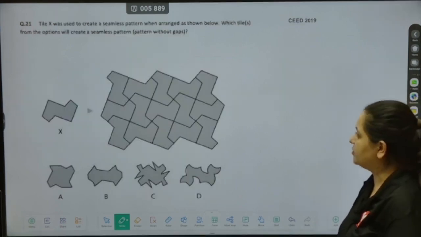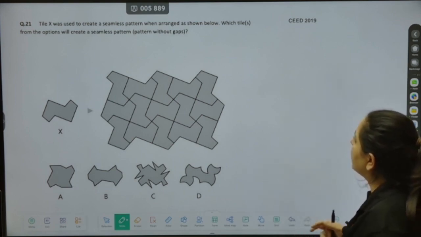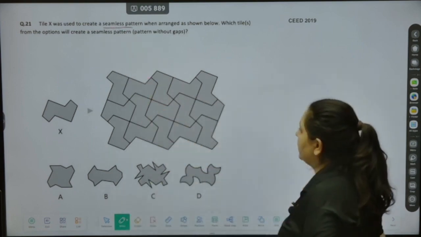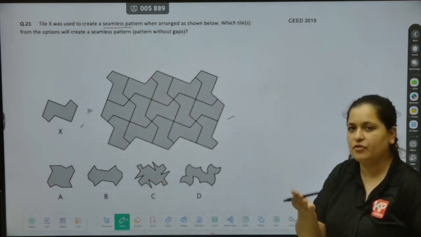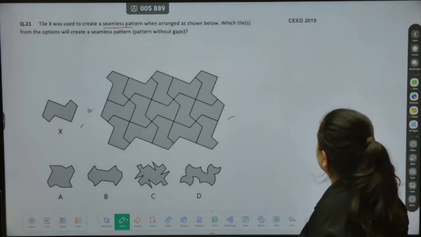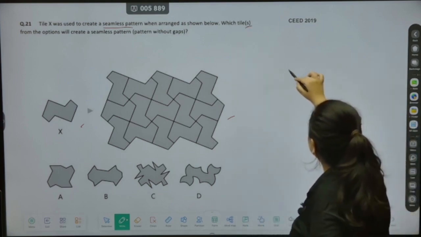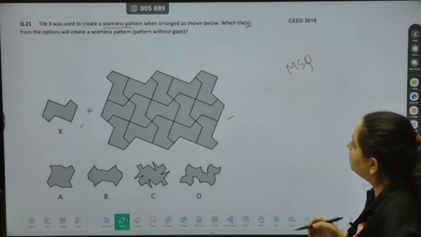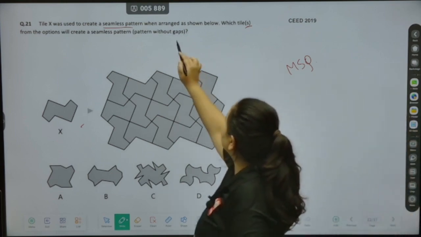Moving on to the next question. Let's read the question first. Tile X was used to create a seamless pattern when arranged as shown below. So just by looking at the sample, we know that it is a question from tessellation. Okay, let's move ahead. Which tiles, MSQ, meaning it's an MSQ type of question. Which tiles from the options will create a seamless pattern without gaps?